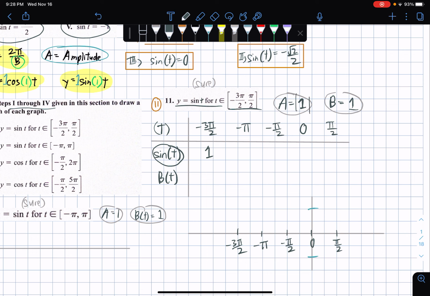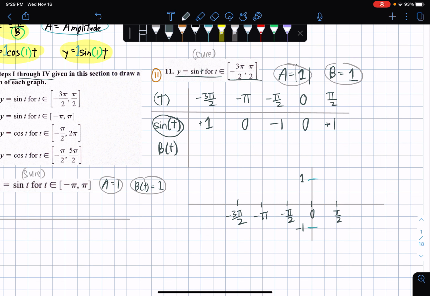And right now in the graph it's going to be 1 here and negative 1 at the bottom. So let's see if that's true. Sine negative pi is 0. Sine negative pi over 2 is negative 1. Sine 0 is 0. Sine pi over 2 is positive 1.